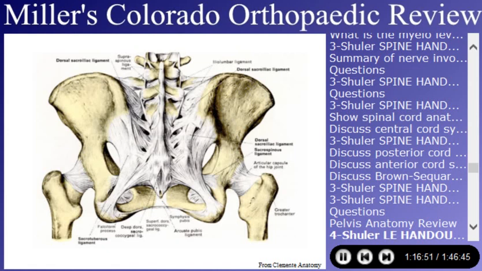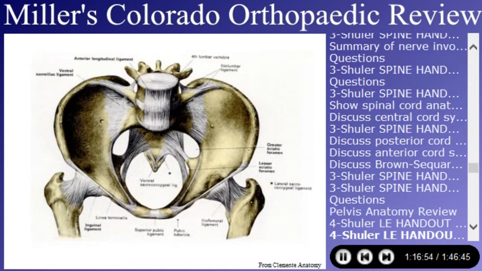Here it also shows the ligaments. Sacrospinous, sacrotuberous. Don't forget to disrupt the sacrospinous, sacrotuberous ligaments. You have to have greater than 2.5 of disruption on the anterior pelvis. 2.5 centimeters.